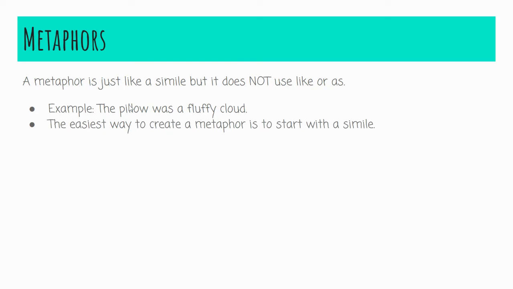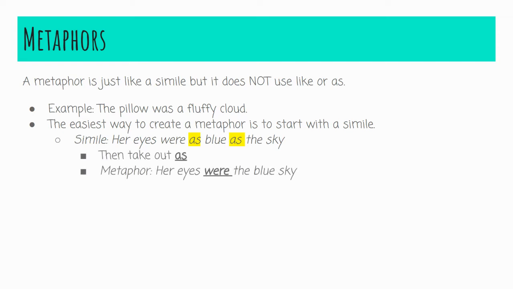Now, sometimes people have a hard time creating metaphors. So the easiest way I think to create a metaphor is to start by creating a simile. We'll look at ones that we did in the previous slide. So her eyes were as blue as the sky. By starting with a simile and then taking out the word as, you could make it into a metaphor and just say her eyes were the blue sky. Now, we know we don't mean literally that they were the blue sky, but we say her eyes were the blue sky instead of comparing it using the word as.